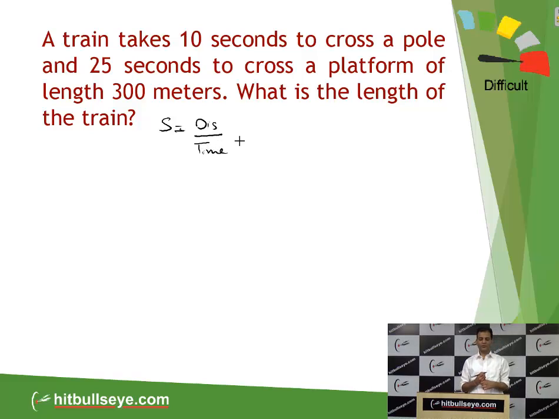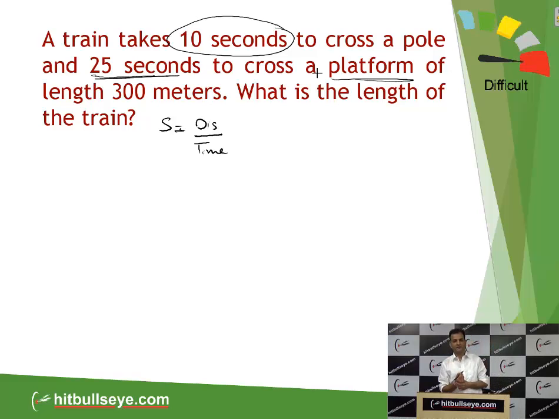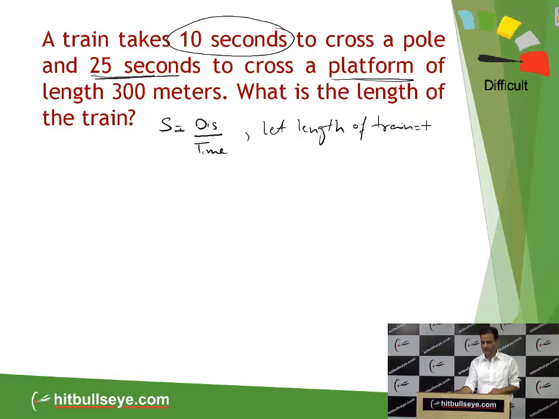When a train crosses a pole, that means the train is crossing its own length, and here it is given the train takes 10 seconds to cross a pole and 25 seconds to cross a platform. That means when the train is crossing a platform, it is crossing its own length plus the length of the platform. So the time is given, 10 seconds, and 25 seconds is the time for platform and train. So we will assume let the length of train equal to x meter.